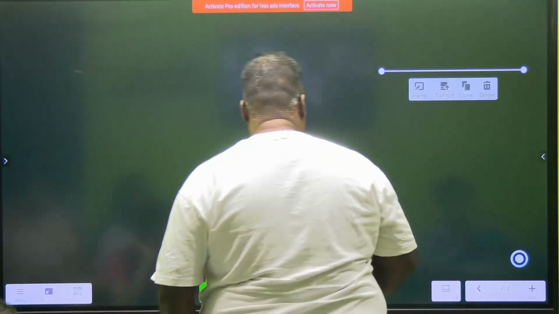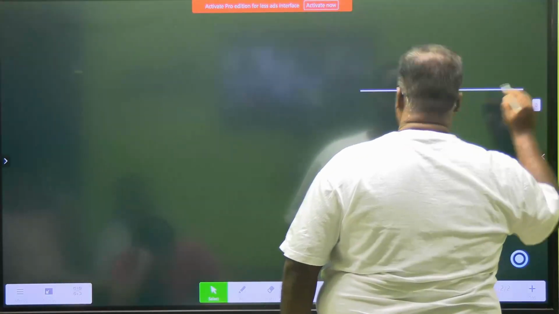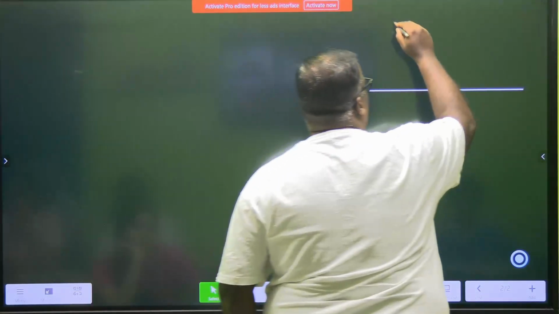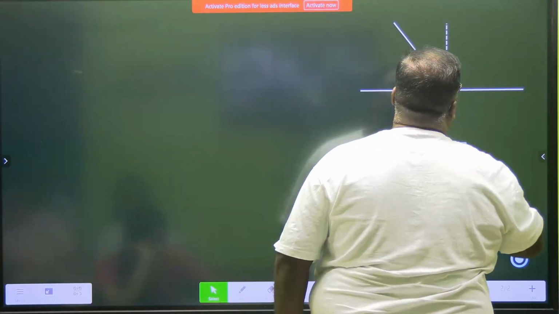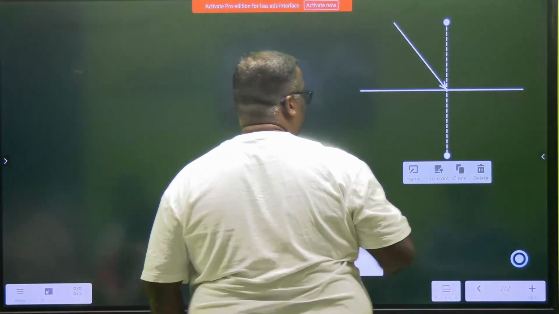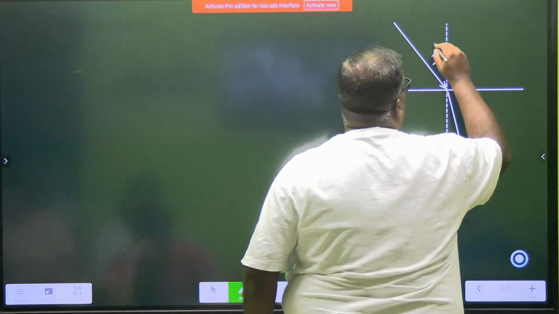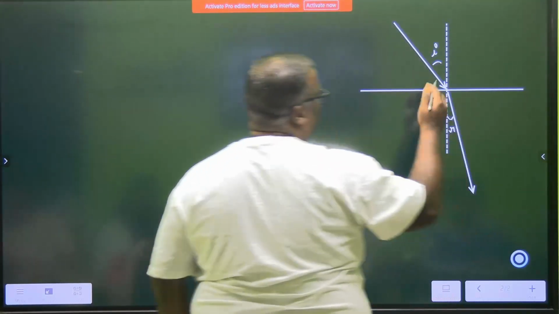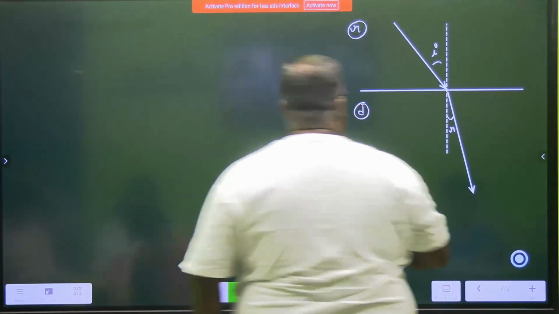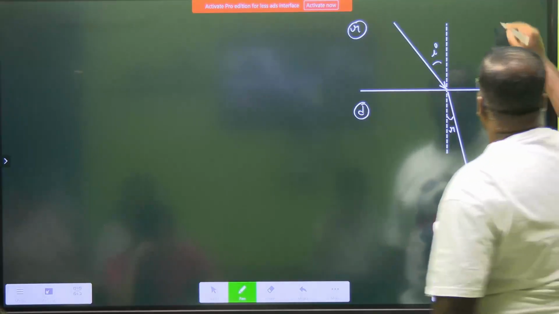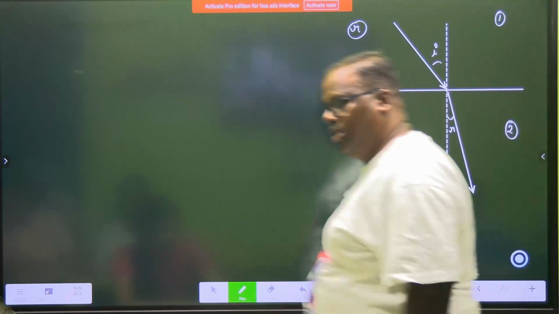interface, and this is my interface, and I should have an incident ray. This is my incident ray. I should have a normal at the point of incidence, and this is my normal at the point of incidence, and I should also have a refracted ray. Further, this is my angle of incidence, this is my angle of refraction. Diagram itself shows that this has to be a rarer medium and this has to be a denser medium because speed of light has fallen, right? I am calling this as medium 1 and I am calling this as medium 2. This will be my diagram for the next half an hour, right?